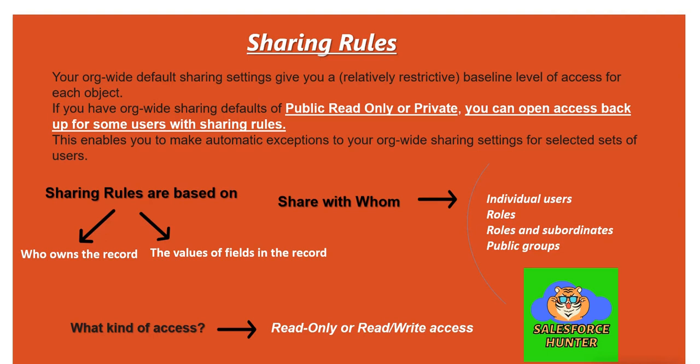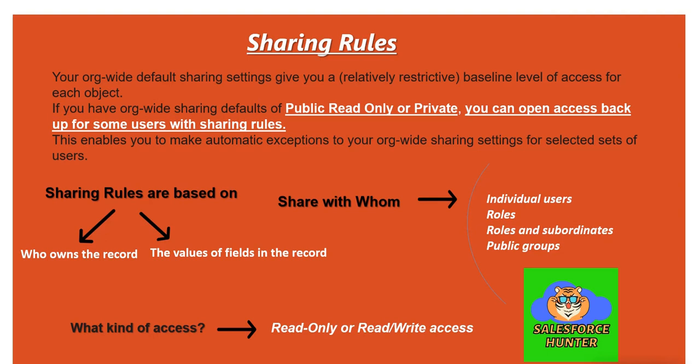The first point here says your org wide default sharing setting gives you a relatively restrictive baseline of access for each object. Basically it's saying the OWD is a little restrictive. Now to open that we use sharing rules. That is what we're going to study here. If you have an org wide sharing default of public read only or private, you can open access back for some users with sharing rules. That's the same point that I just stated.